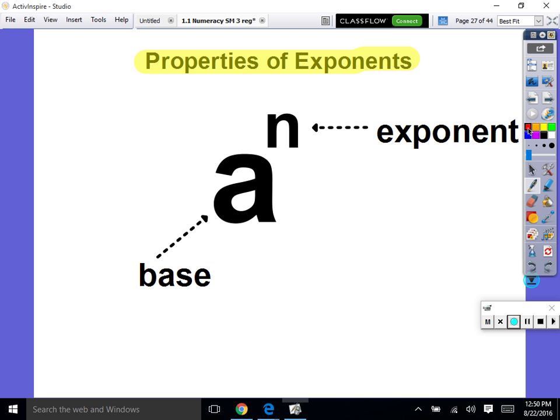So watch. Okay? This is the base. This is the exponent. Does everybody understand that? So if I say the base, you're looking at this. If I say exponent, you're looking at this. Do you all understand that?